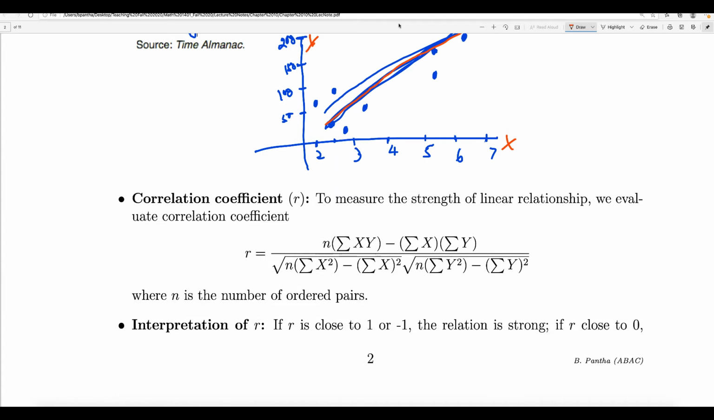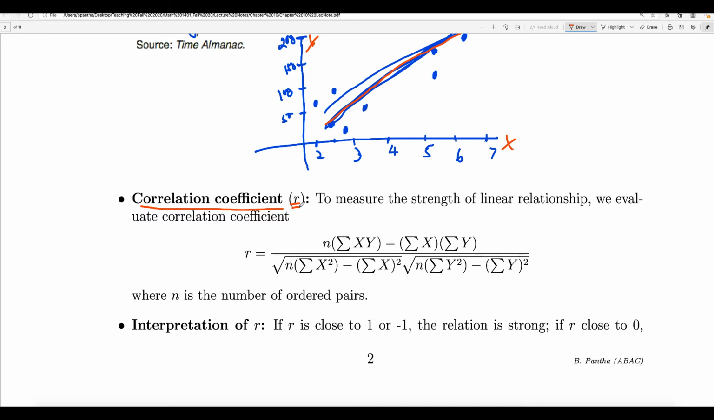Now, so this is the graphical way of checking the relationship between the two variables. But is there a mathematical or statistical way? Yes, there is. So how do we decide that? So this is called the correlation coefficient, and we denote it by r.